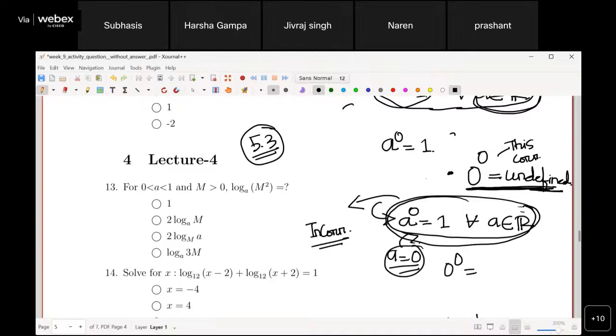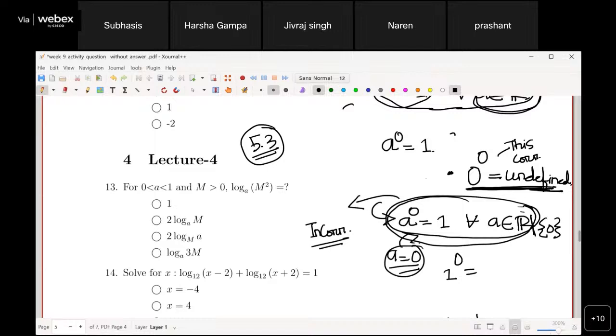If instead of this, I say that this is true for all a in this set, excluding zero, then is the statement correct? Okay, because I'm excluding 0. And apart from that, 1 power 0 is 0.